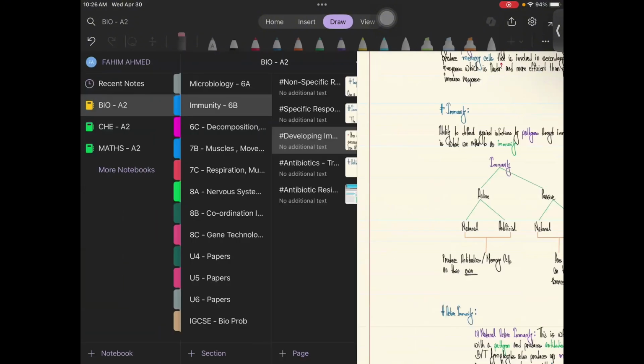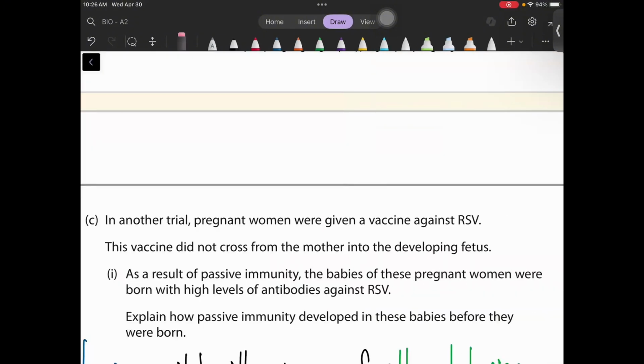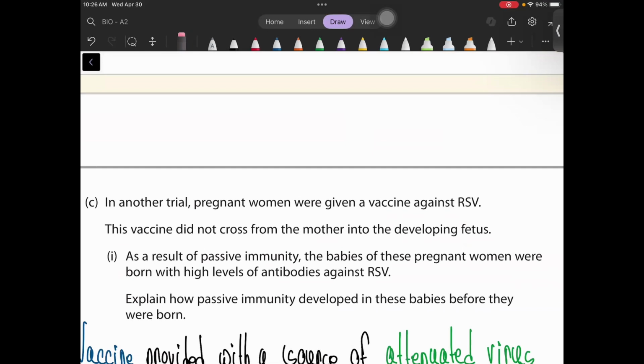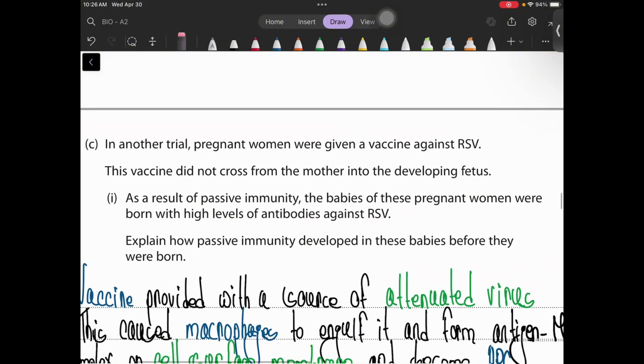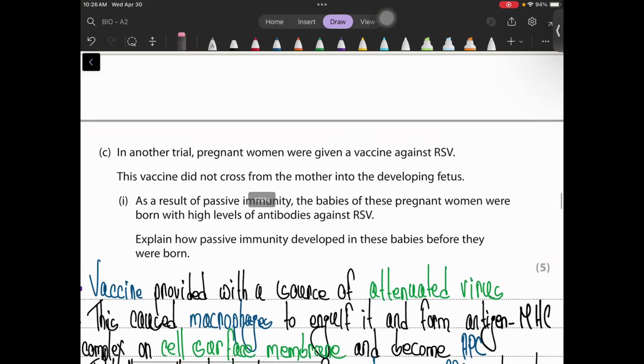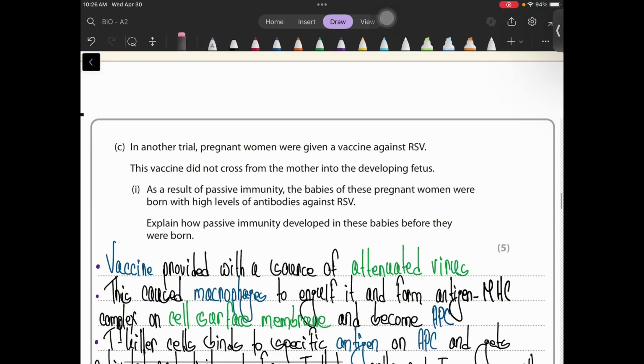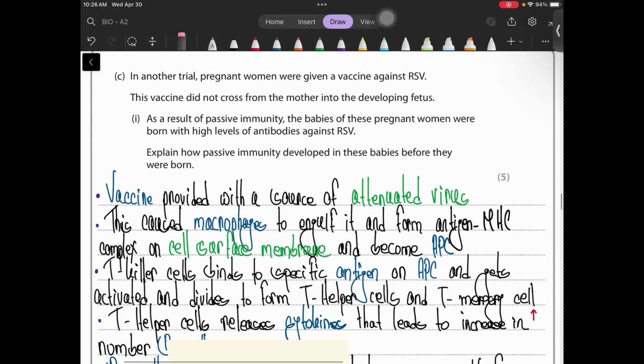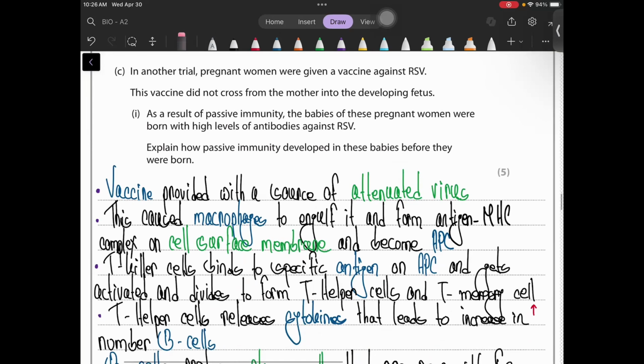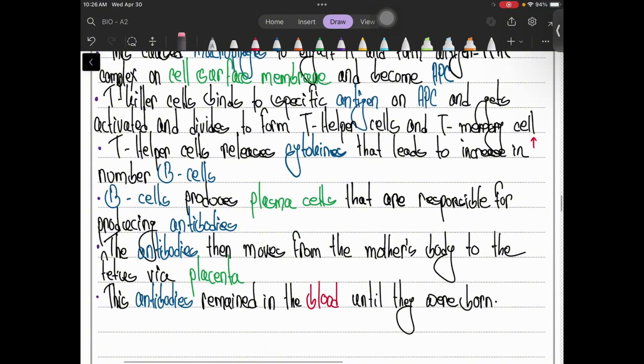So this is linked with this question. The vaccine provided to the mother is the source of those attenuated virus particles, and this triggered an immune response and led to the activation of T lymphocytes and production of B memory cells. Then the antibodies pass through the placenta to the fetus, and remained in the fetus until they were born. So this is what I have written on this.